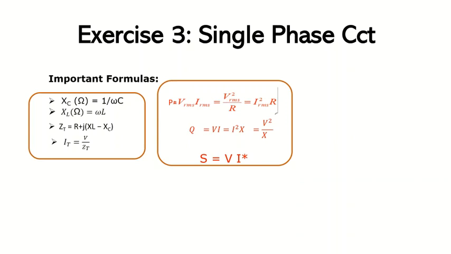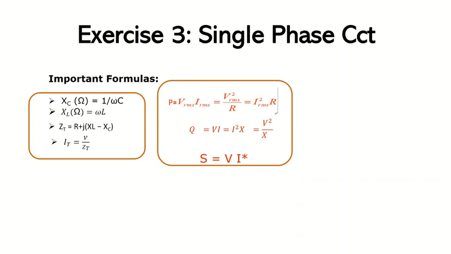ZT or Z total. Okay, so the other important formulas that you must remember: P is equal to VRMS times IRMS, which is also equivalent to V squared RMS divided by R, which is also equal to I squared RMS times R. Okay, depending on the information given, you can use whichever is suitable in order to get your real power or P, and the unit is in watts.